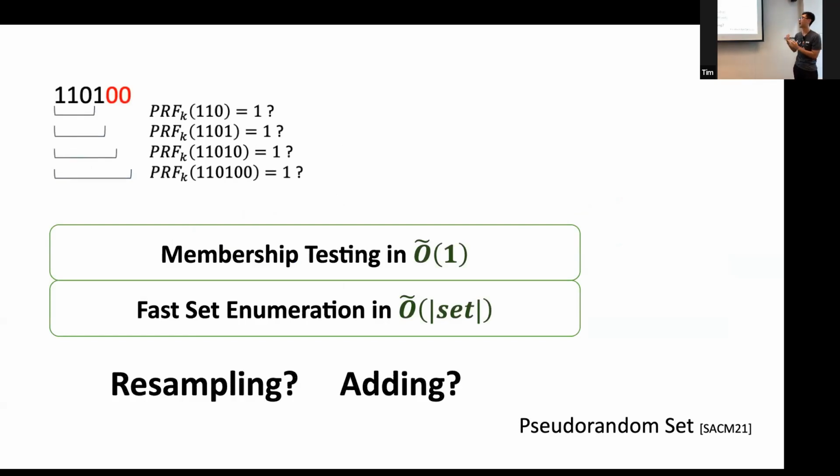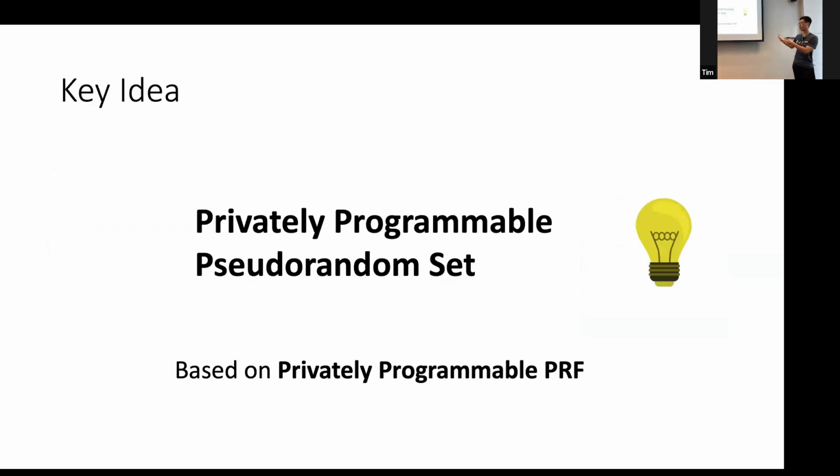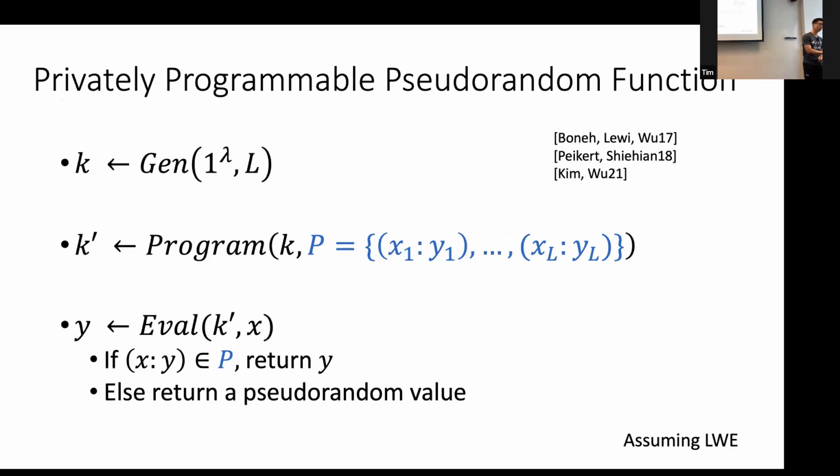However, it doesn't tell us how to do resampling and how to do adding. So in our paper, we solved this problem. The key idea in our paper is to use a privately programmable pseudo-random set. We construct this object based on a privately programmable PRF. This part will get a little bit technical, so here I'll go through some definitions about the privately programmable pseudo-random function. Basically, we generate a key k of the pseudo-random function. A pseudo-random function you can think of as just a hash function. And it has a very special operation called programming.